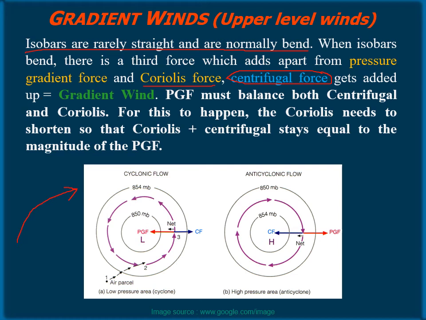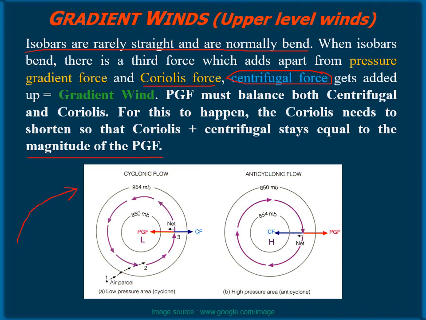In this case, the pressure gradient force must balance both the centrifugal force and the Coriolis force. So the Coriolis force plus the centrifugal force stays equal to the magnitude of the pressure gradient force. Due to the curved nature of the isobars, there is always a tendency of the moving air to move towards the center or to go away from the center. That is the centrifugal and centripetal force.